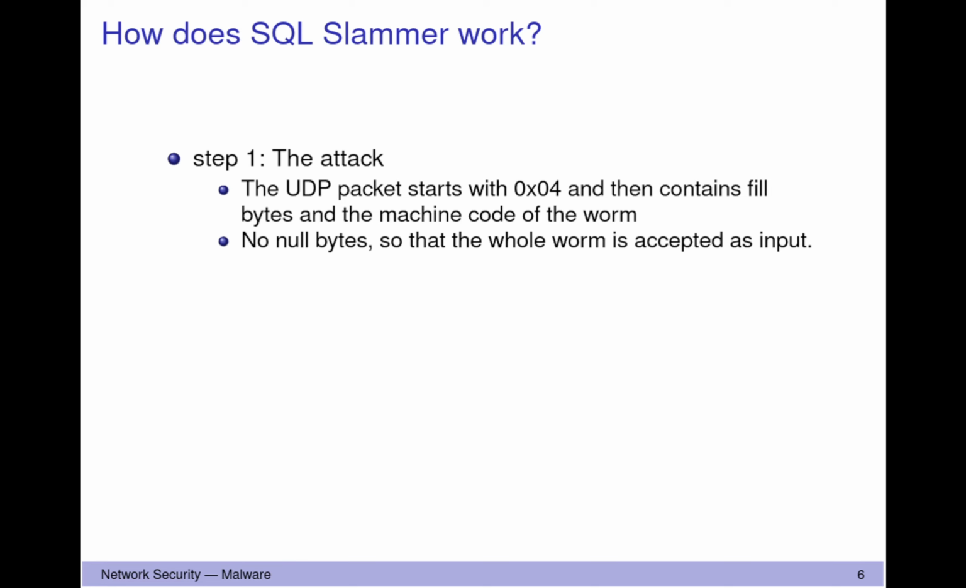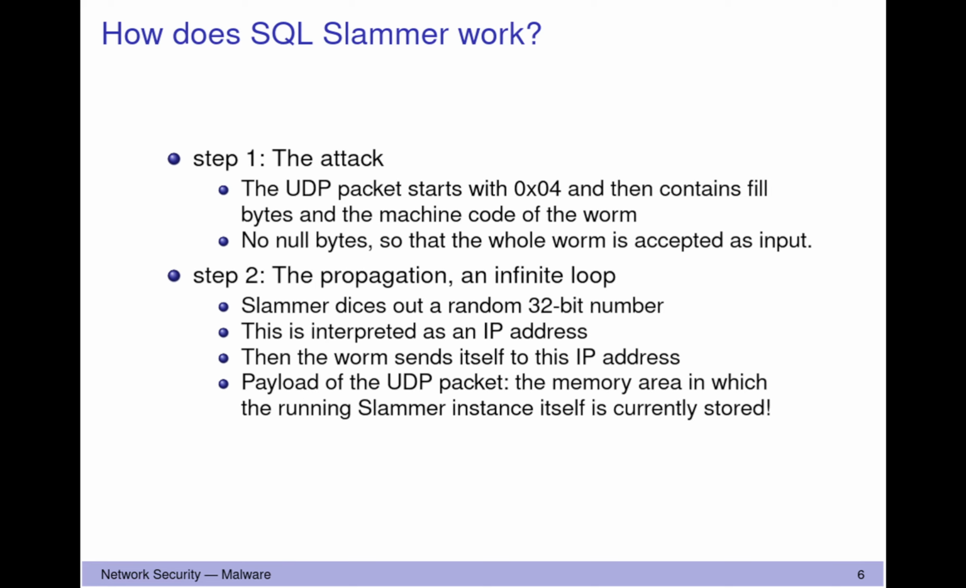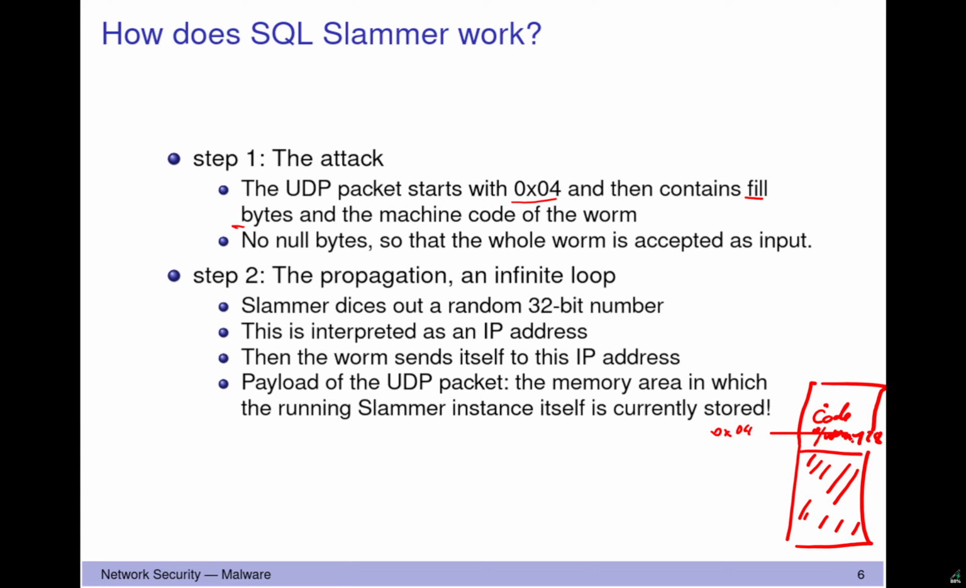So let's see, what does it do? So first, okay, it starts with 04, then it contains fill bytes and the machine code of the worm. So what does it send? It will send the 04, okay, this is not critical, but then it tries to fill up these 128 bytes with something, and then there's here the code of the worm, and there's no null byte, so that the whole worm is accepted as input. So that it just fills the whole space, so there's no termination at all.